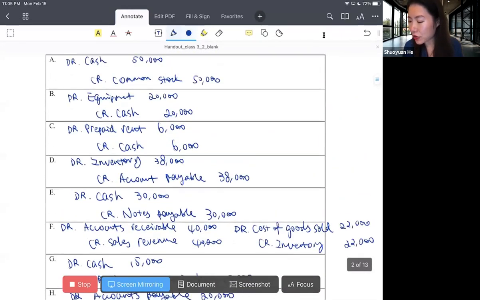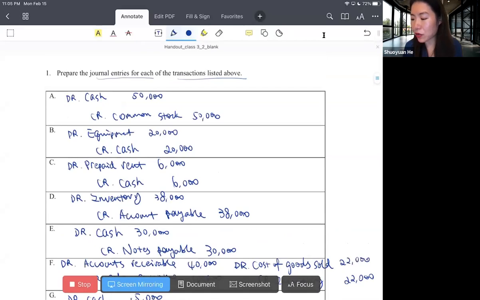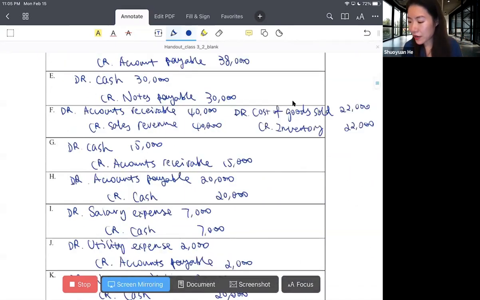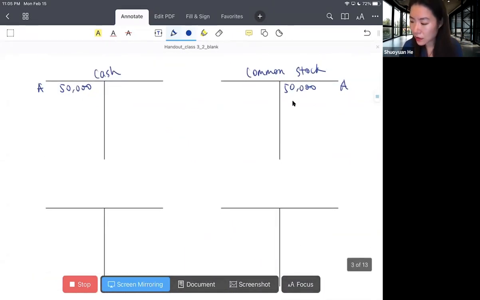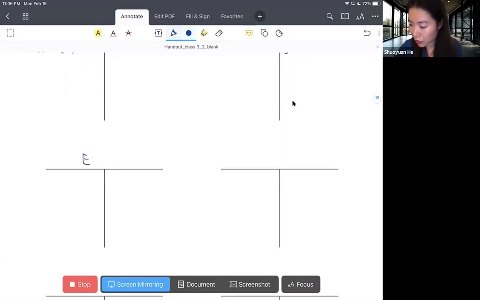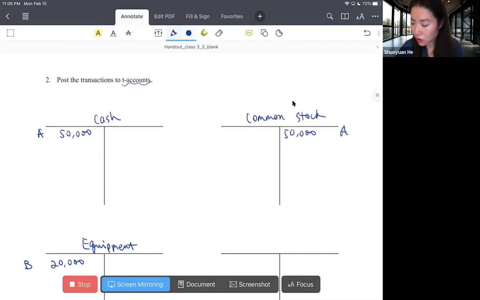Transaction B is to debit equipment 20,000, credit cash 20,000. So here, equipment, debit equipment 20,000, credit cash 20,000.